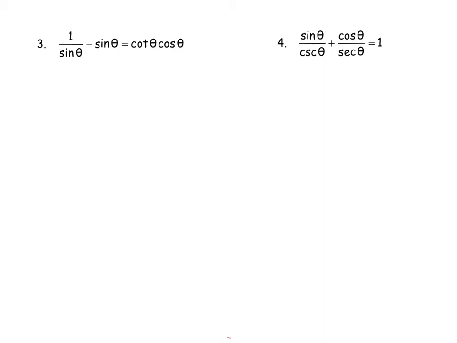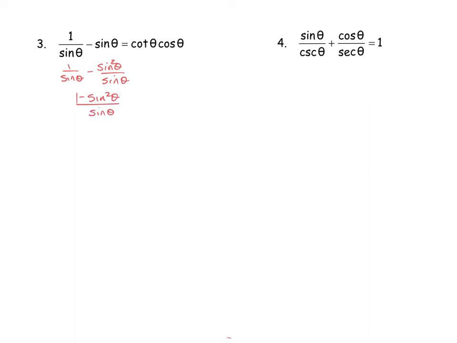So 1 over sine minus sine. I've got basically a fraction minus, and really sine's a fraction, it's sine over 1. So basically, I'm going to add them together. I'm going to get a common denominator. So that's going to be 1 over sine minus, if I multiply by sine over sine, I get sine squared over sine. And then that's going to be 1 minus sine squared over the common denominator sine.